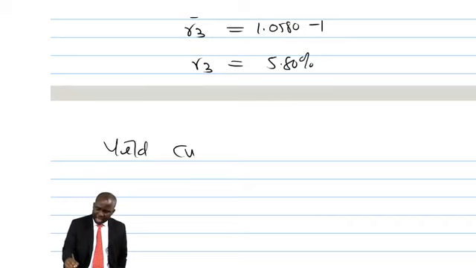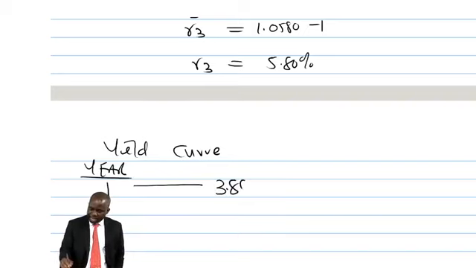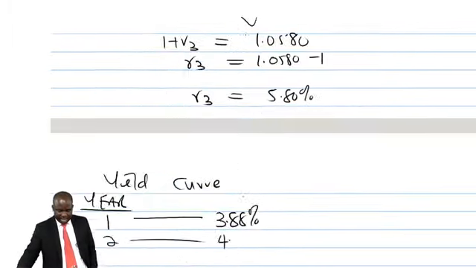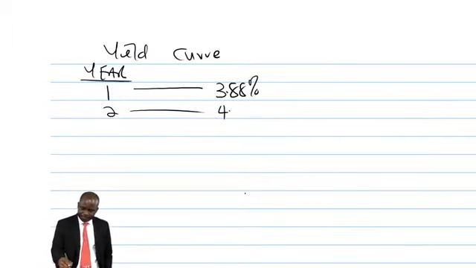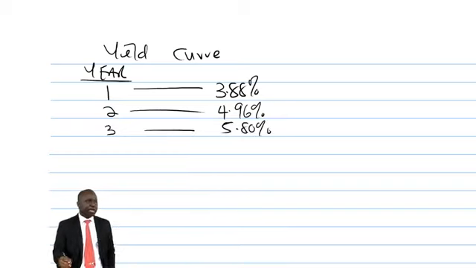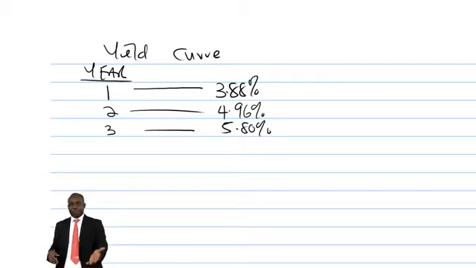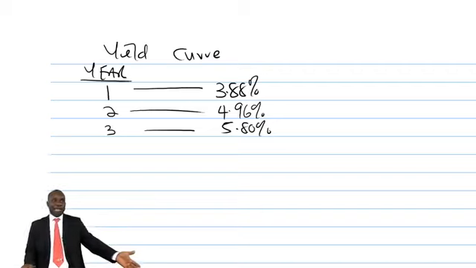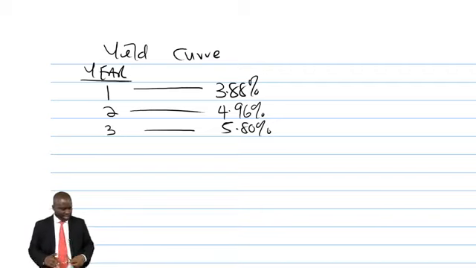So what then is your yield curve? My yield curve will be that year 1, the return is 3.88%. Year 2, return is 4.96%. And then year 3 is going to be 5.80%. So either the examiner will give you the yield curve to calculate the market values, or he will give you the market values to calculate the yield curve.